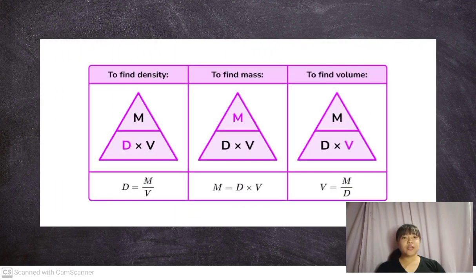And density can be calculated with the use of this formula. D is equal to M over V, where density is equal to mass over volume. At the same time, the mass and the volume can be determined using the following formula. M is equal to D times V, and V is equal to M over D.